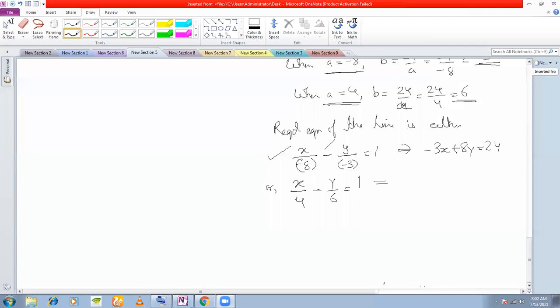Okay, so this will simplify to 3x minus 2y minus 12 is equal to 0. So the equation of the straight line is either this or this, right? Moving on to the next problem.